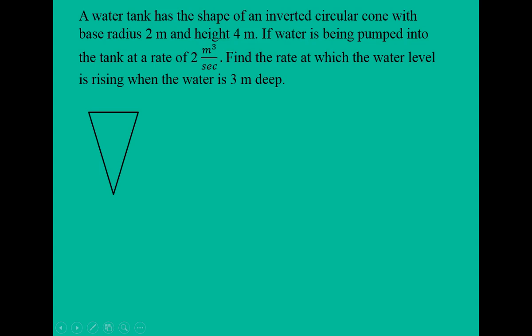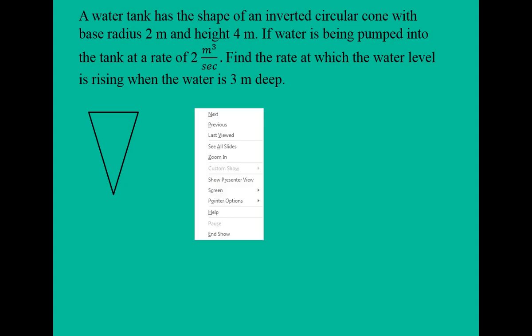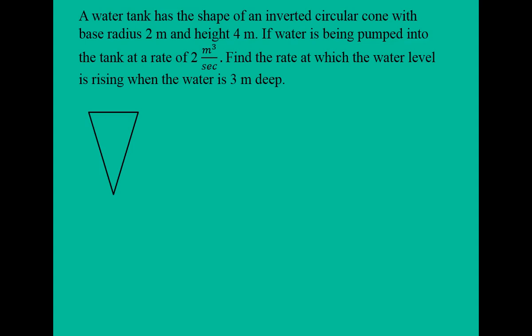A water tank has the shape of an inverted circular cone with a base radius 2 meters and the height 4 meters. If water is being pumped into the tank at a rate of 2 cubic meters per second, find the rate at which the water level is rising when the water is 3 meters deep. So we have a radius here of 2 meters and a height of 4 meters.